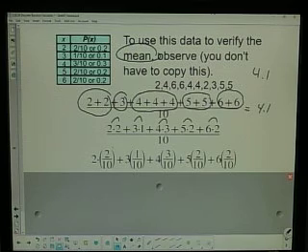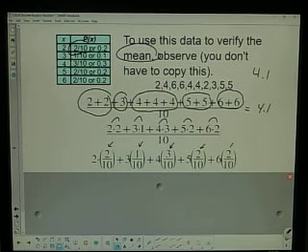Well, the idea is the probability of 2 showing up is 2 out of 10. 2 times the number 2 showed up. 1 time the number 3 showed up. 3 times the number 4 showed up. 2 times the number 5 showed up. And 2 times the number 6 showed up.